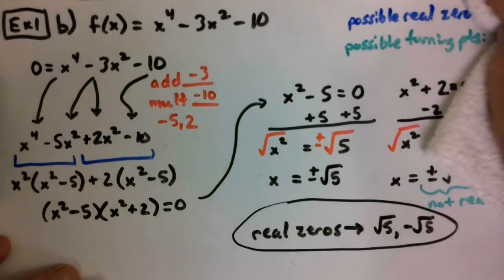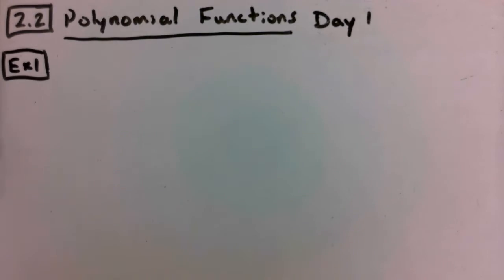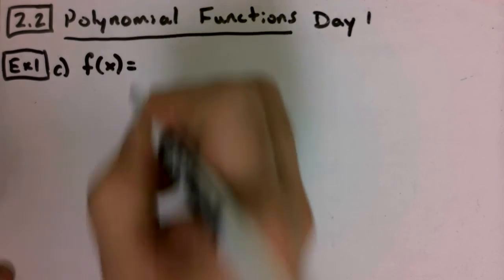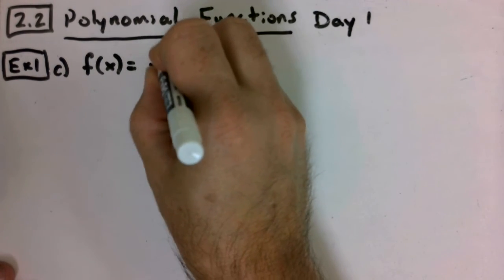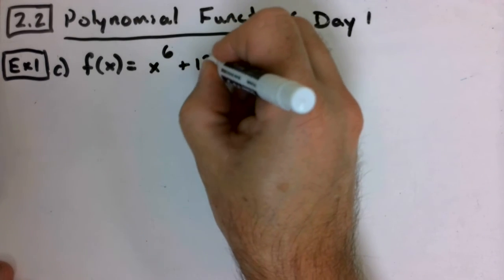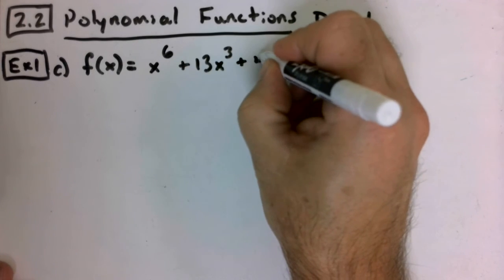For letter C, we'll take another look at one of those, but this time we'll have it cubed in here. So for letter C, we're going to do the same directions with this equation. f of x is equal to x to the 6th plus 13x cubed plus 40.